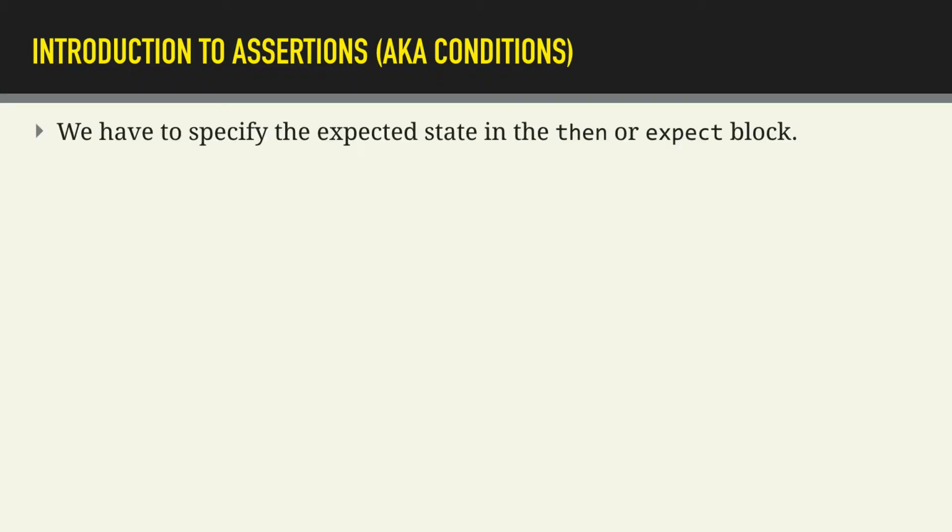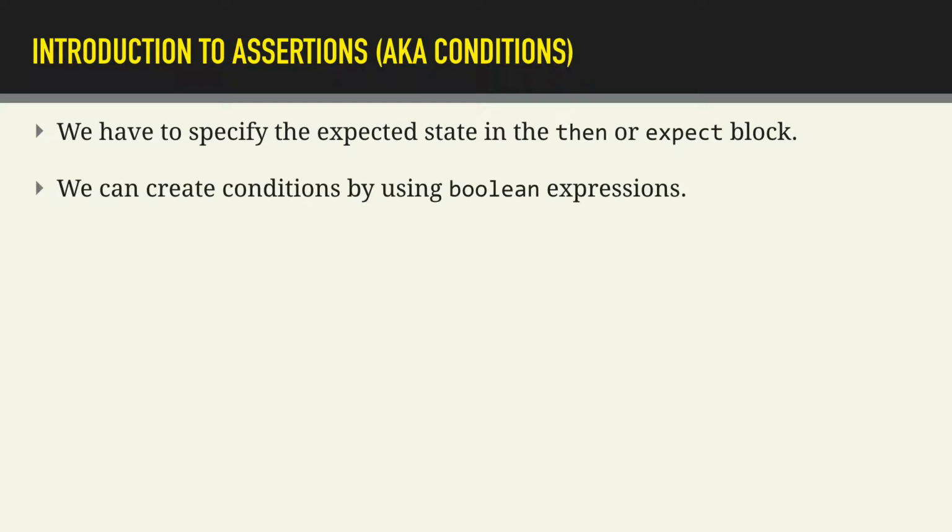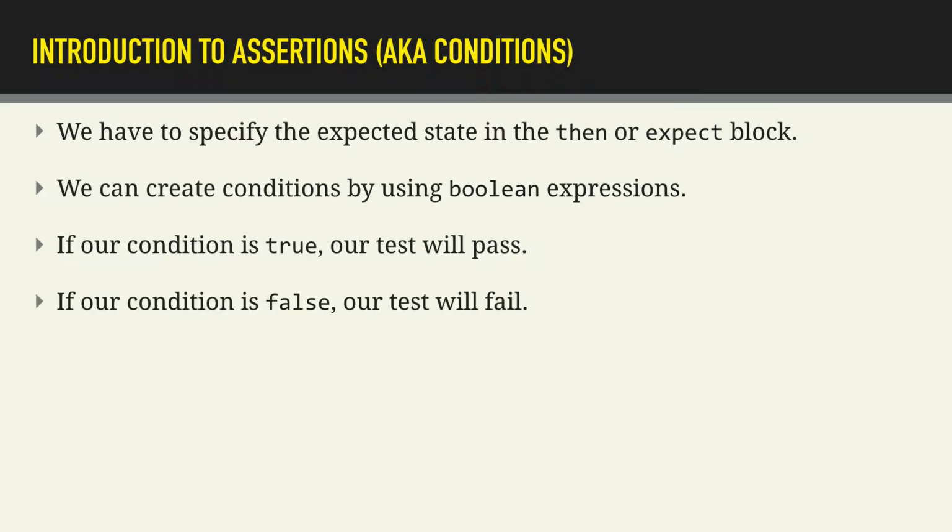1. We have to specify the expected state in the then or expect block. 2. We can create conditions by using Boolean expressions. To be more specific, we can use any expression and Groovy decides whether our expression is true or false. 3. If our condition is true, our test will pass. And 4. If our condition is false, our test will fail.